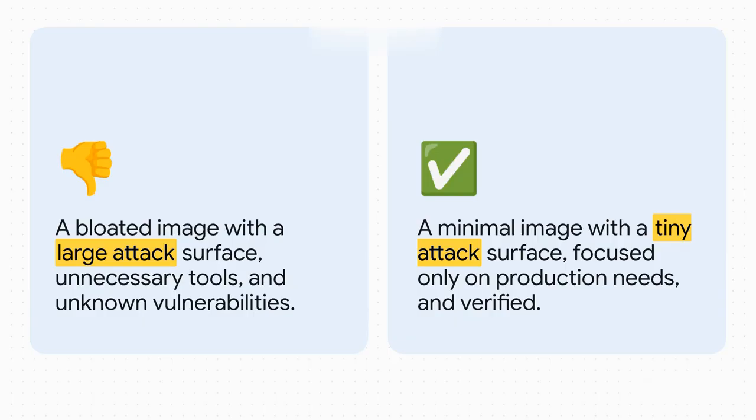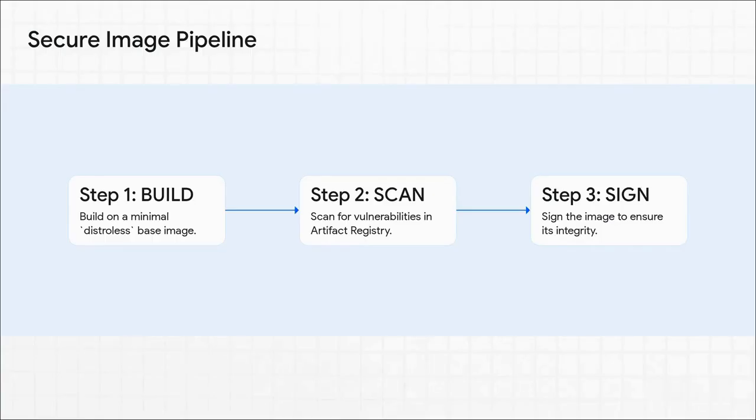Our goal is to get to the right side of this slide, a tiny, stripped-down, production-focused image with the smallest possible attack surface. So how do we actually get there? Well, it's a pretty straightforward three-step process. First, build your application on what's called a distroless base image. These images have literally nothing but your application and its direct dependencies. That's it. Second, you just flip a switch and enable vulnerability scanning in Google's Artifact Registry. It will automatically check your images for known security issues. And third, you sign your images. This gives you a guarantee they haven't been tampered with. This little pipeline right here is your assembly line for secure containers.